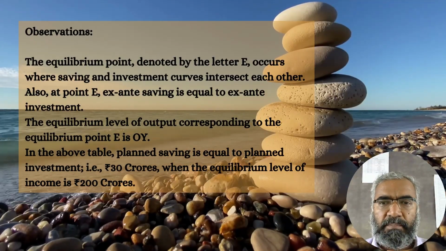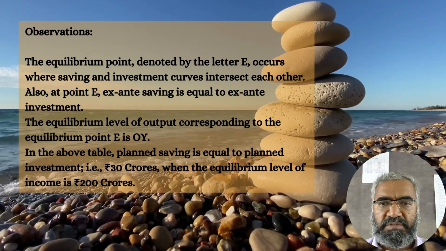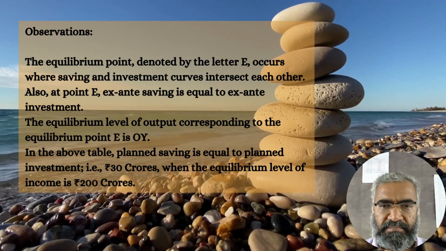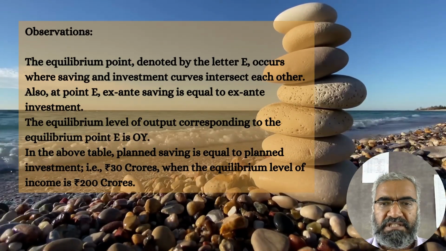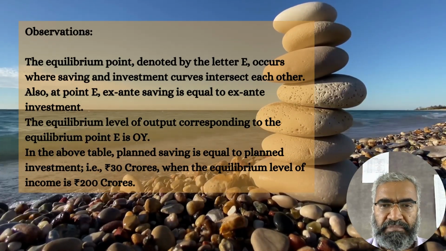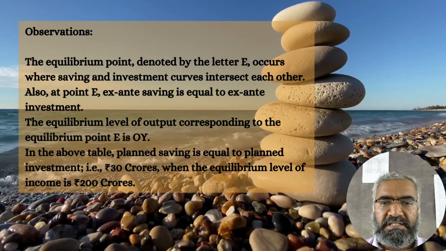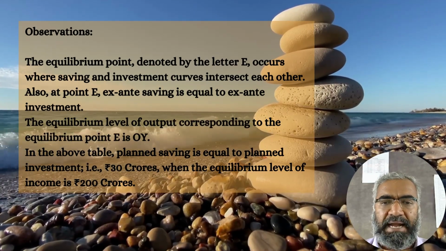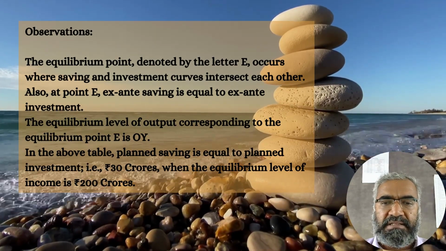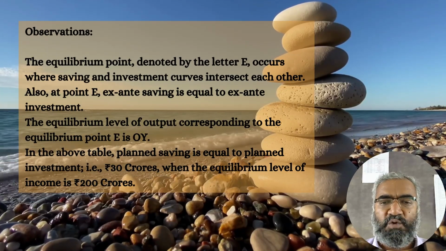Observations: the equilibrium point denoted by the letter E occurs where the saving and investment curves intersect each other. Also at point E, ex-ante saving is equal to ex-ante investment. The equilibrium level of output corresponding to the equilibrium point E is OY. In the above table, planned saving is equal to the planned investment, that is rupees 30 crores, when the equilibrium level of income is rupees 200 crores.